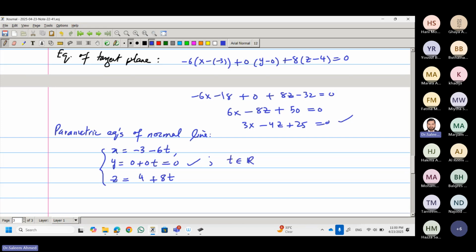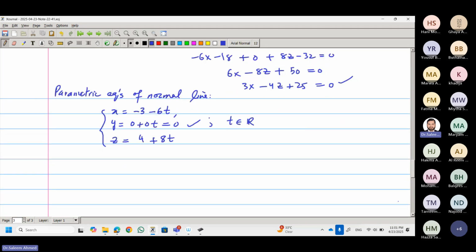So it is very important to write the domain of t here, because this line is an infinite line. So t can take on values from minus infinity to infinity. Or you can write minus infinity is less than t is less than infinity. Or you can write t belongs to minus infinity to infinity. Okay, so these are all the same. Write any one. But I think t belongs to R looks good.